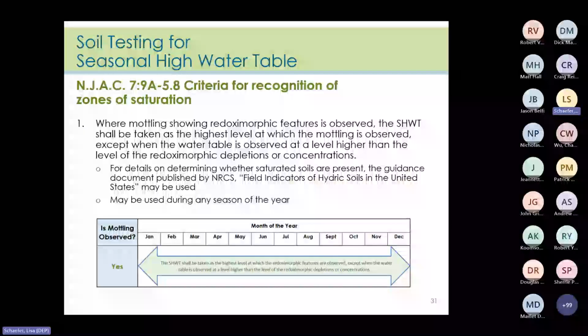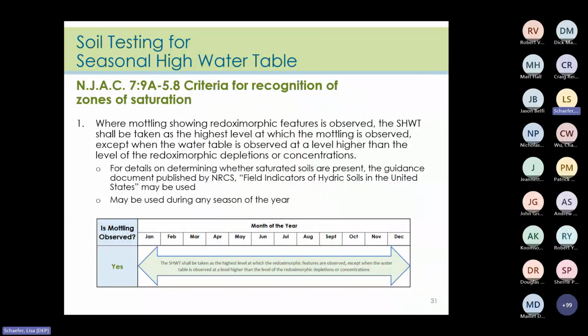Where redoximorphic features such as mottling are observed at any time of the year, the seasonal high water table shall be taken as the highest level at which those redoximorphic features are observed, except when the water table is observed at a level higher than the level of the redoximorphic depletions or concentrations. For details on determining whether saturated soils are present, the guidance document published by the NRCS, Field Indicators of Hydric Soils in the United States, may be used.